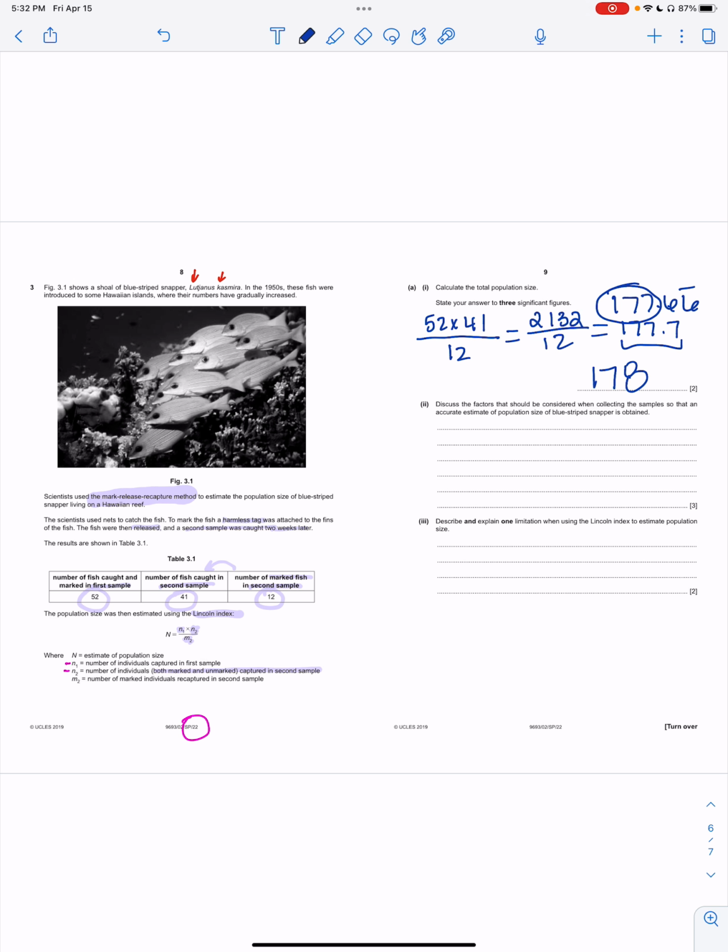You can get 1 mark if you do the right math and put the wrong significant figures in there. So if you put 177.7, you will still get 1 mark. If you put 177.6 repeating, or 177.67, that will still only get you 1 mark. So you do need to answer to only 3 significant figures.